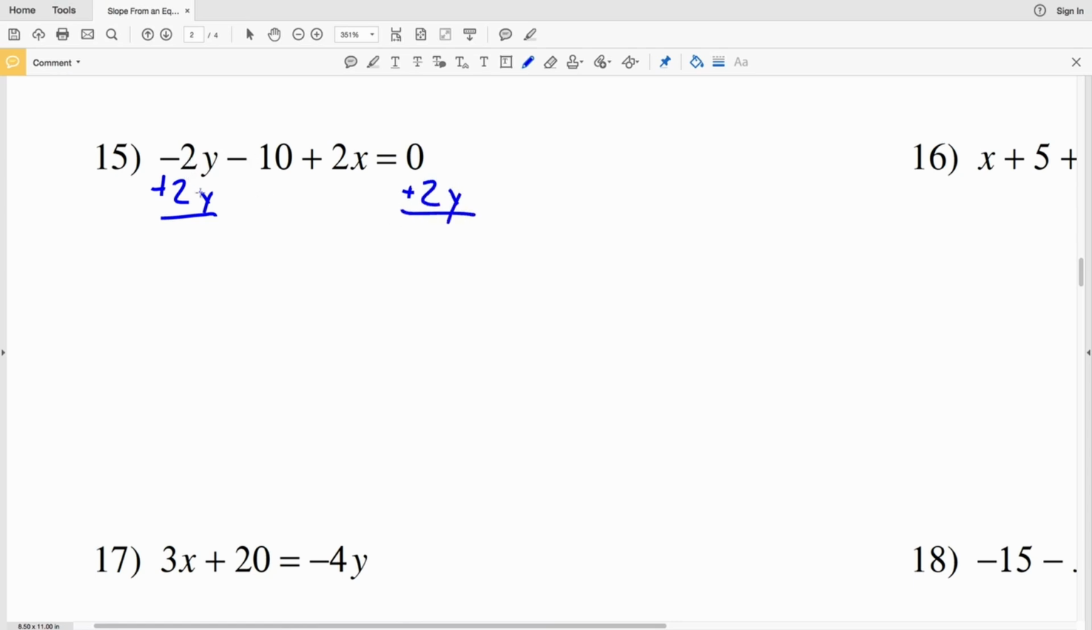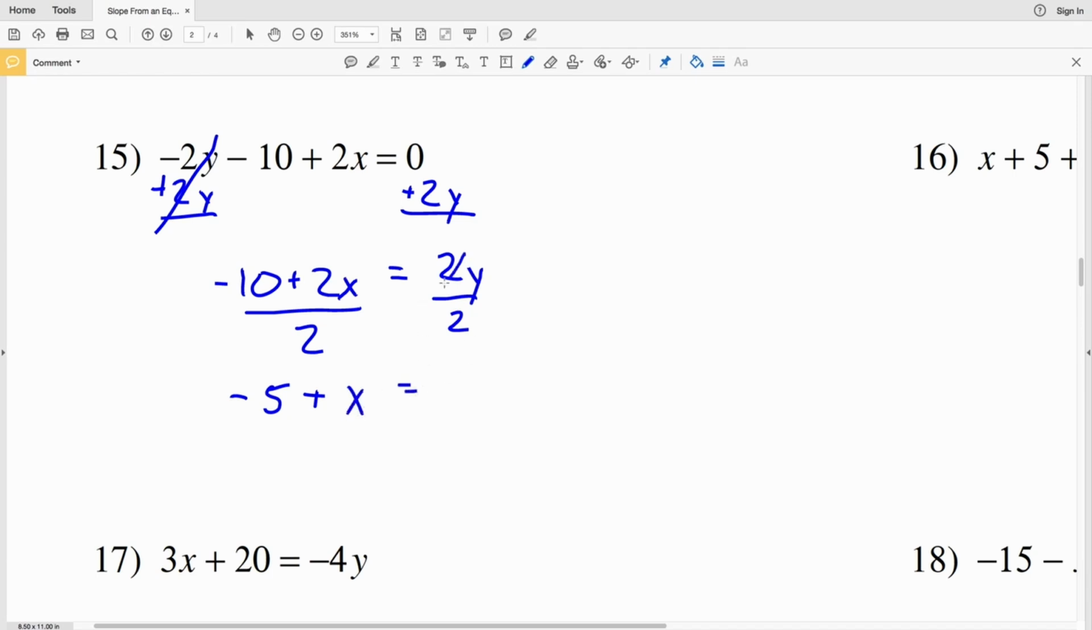So negative 2y plus 2y will be 0, so we'll be left with negative 10 plus 2x on the left, and that's equal to a positive 2y on the right. Then divide both sides by positive 2 in order to isolate that y, and you'll get that negative 10 over 2, so that's going to be negative 5, plus 2x over 2, so that's the same as 1x, which is x, and that's going to be equal to a positive y.